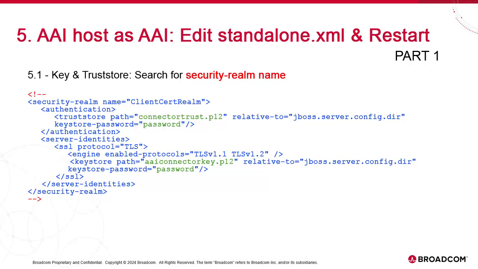Next, we edit standalone.xml on AAI and enable two-way TLS communications. There are again 2 parts to this. This is part 1. We have to make reference to the key and trust store. We search for security-realm name and uncomment the entire security-realm name block. Then we specify the key and trust store and associated passwords.